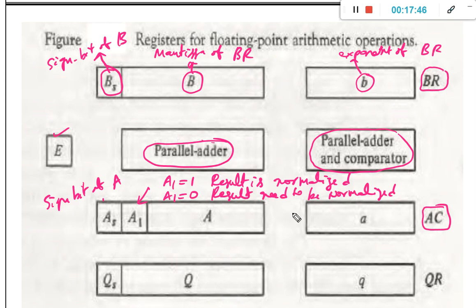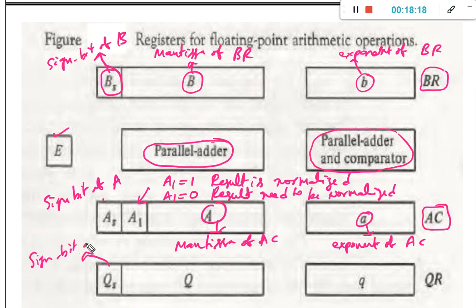So like that, we are going to have a special significance for A1. A1 is the most significant bit of the A register. A is the register which is going to contain the mantissa of the AC register, and small a is going to represent the exponent of register AC.